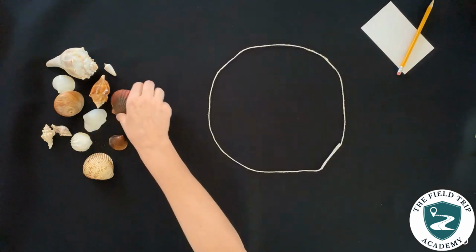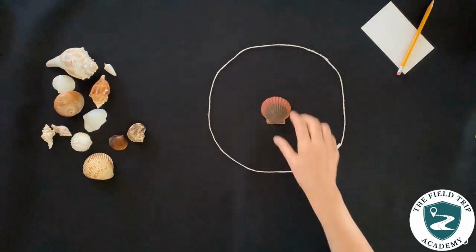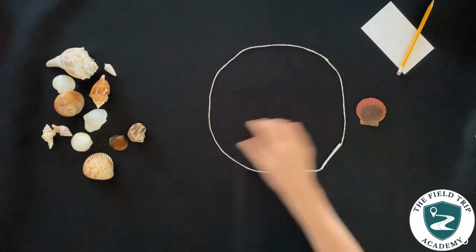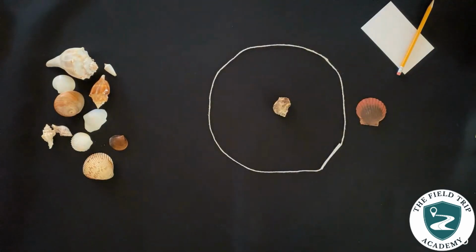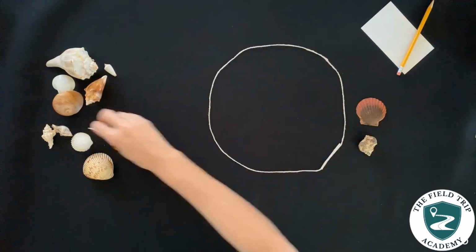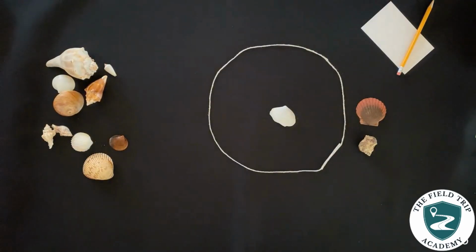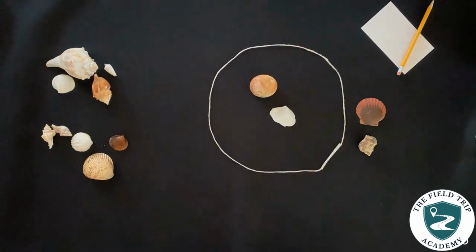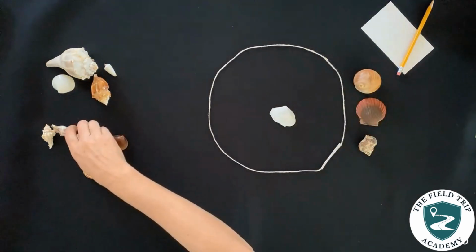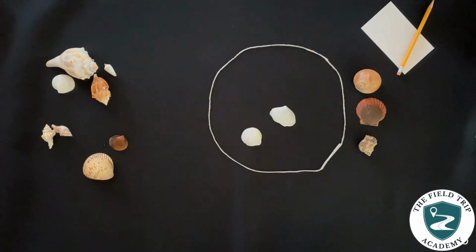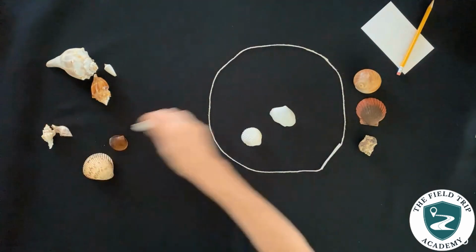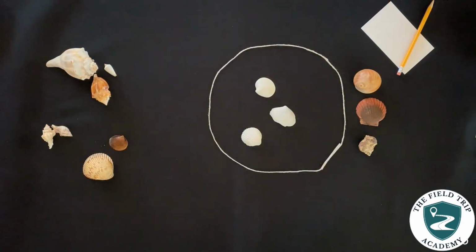All right. So I'm going to put a shell in. That does not follow my rule. All right. I'll take it out. That shell doesn't follow my rule. That shell does follow my rule. All right. So I can think maybe color, maybe it's clam. I'm not sure yet. So I'll keep going. That does not follow my rule. That one does follow my rule. Huh. Wonder if it has to do with the color. Let me try one more and see what I get. That does follow my rule.